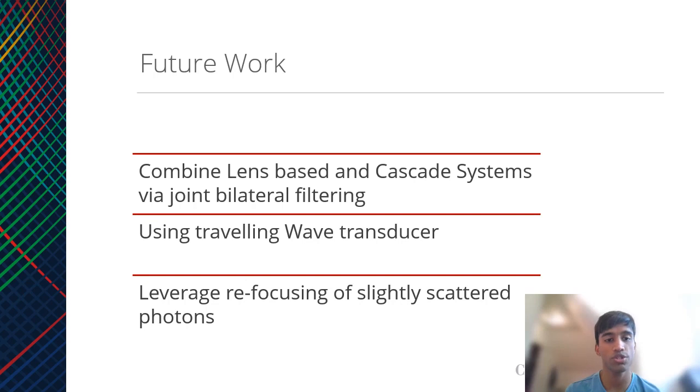So what can we do in the future? We can combine lens-based and cascade systems via joint bilateral filtering, making use of the depth benefit of the cascade system with the lateral benefit of a lens-based system. We can also use traveling wave transducers to use ultrasound in the media instead of externally, and leverage refocusing of slightly scattered photons caused by transducers.